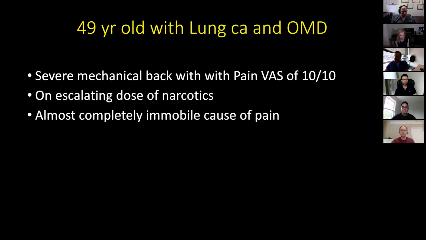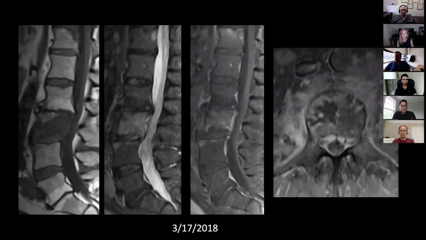As you can see, VAS of 10 on 10, was on escalating dose of narcotic analgesia, and almost was living in his recliner, both day in and sleeping in his recliner. So significant pain. This is his MRI that you can see, and this is the T1 without contrast, and you can see the involvement of the L3 vertebral body. This is the STIR image.